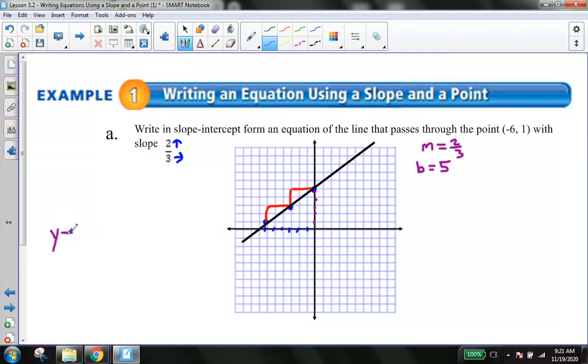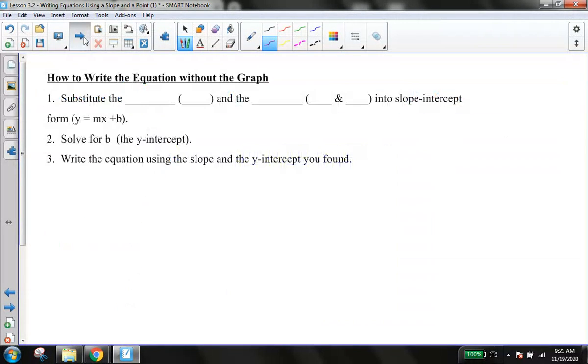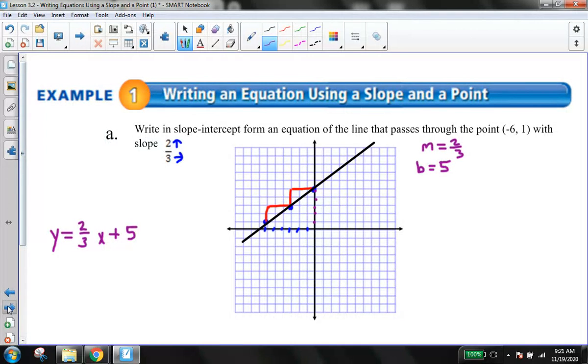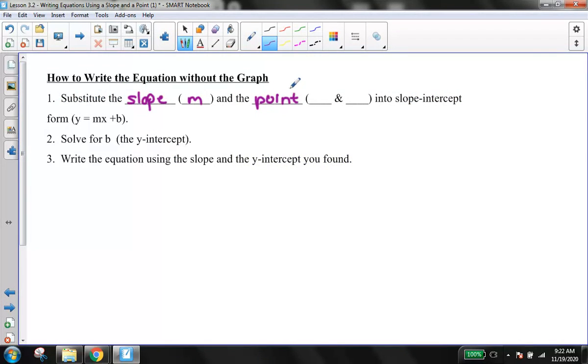So just like before, you guys are going to put your slope in front of x, and you're going to put your y-intercept behind it. So the y-intercept we found to be 5. So that's what the process would be if you guys had a graph to work this out on. So what you would do is substitute the slope, our variable m, and the point is what we did. Okay, that's what we did when we had a graph, okay? But this is what we would be doing if we did not have a graph, okay?